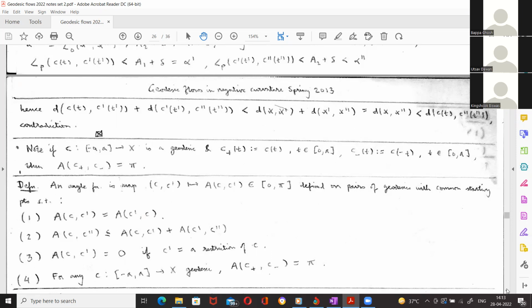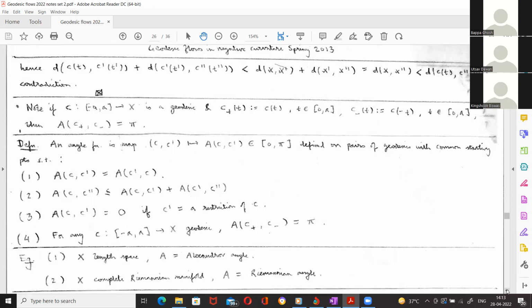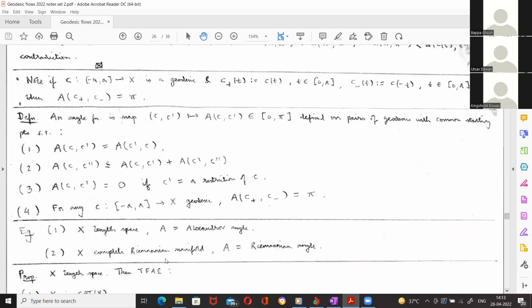Okay. But this is not the only possible angle function. Depending on the metric space, if X is a geodesic space, also called a length space, then the Alexandrov angle satisfies these four properties. But you could also take a complete Riemannian manifold, and there you take A to be the Riemannian angle between geodesics. That will also satisfy these four properties, right? The only property that you need to check is the triangle inequality, right?